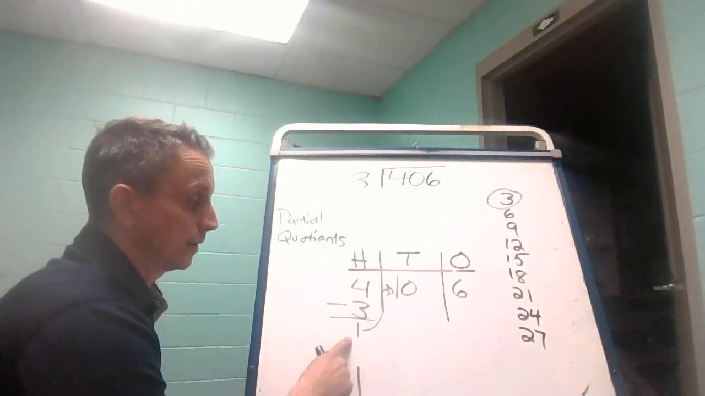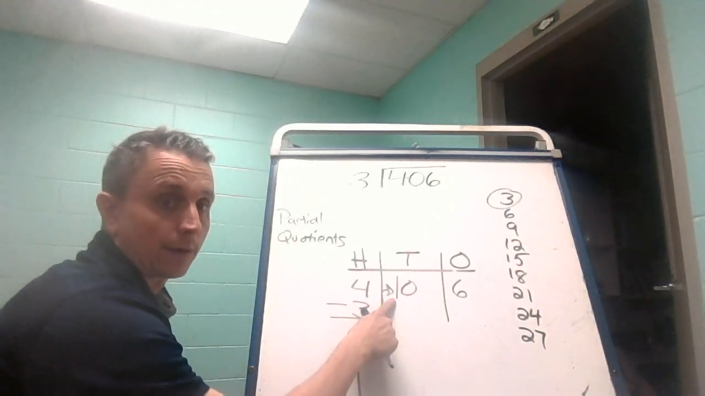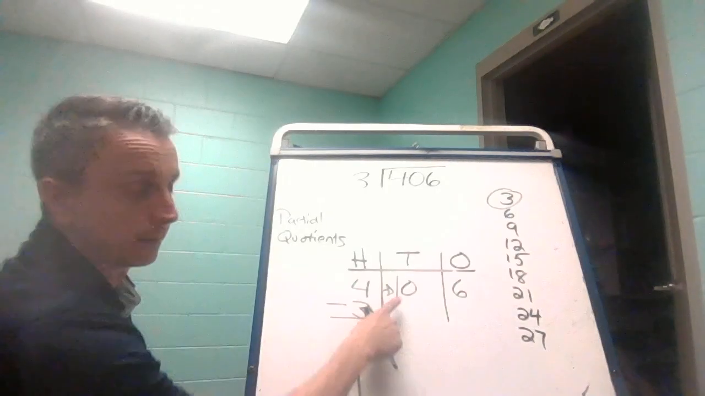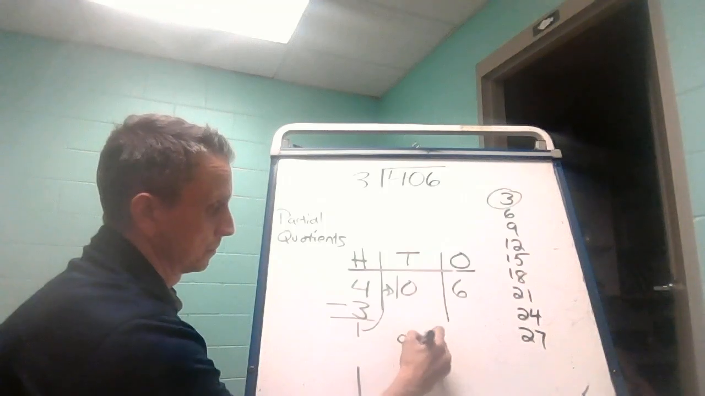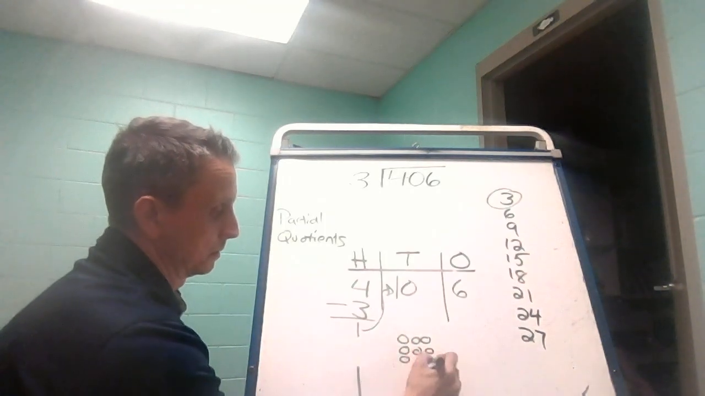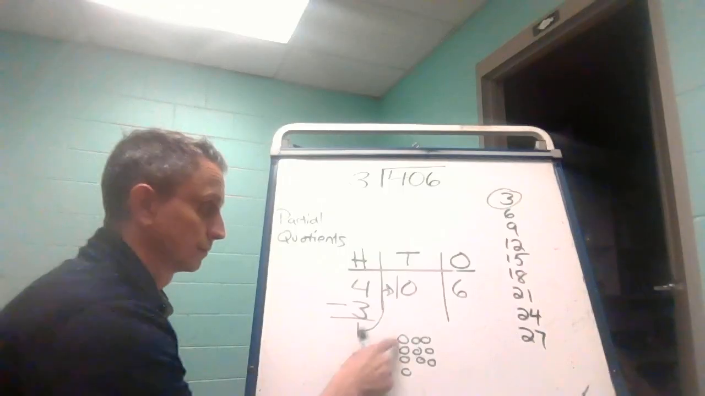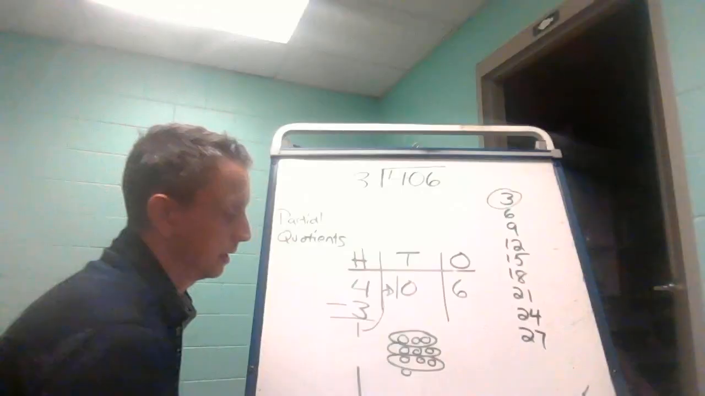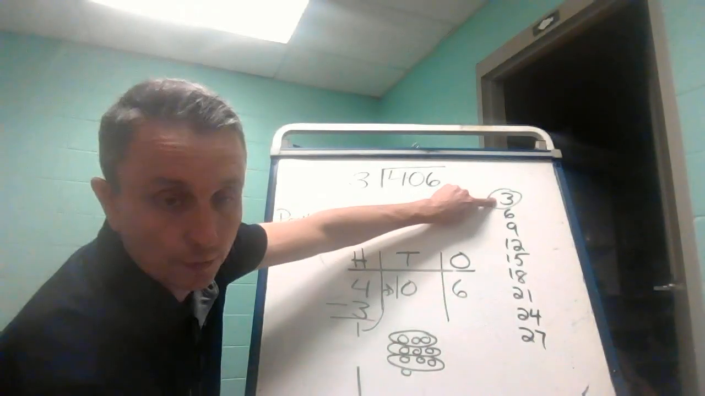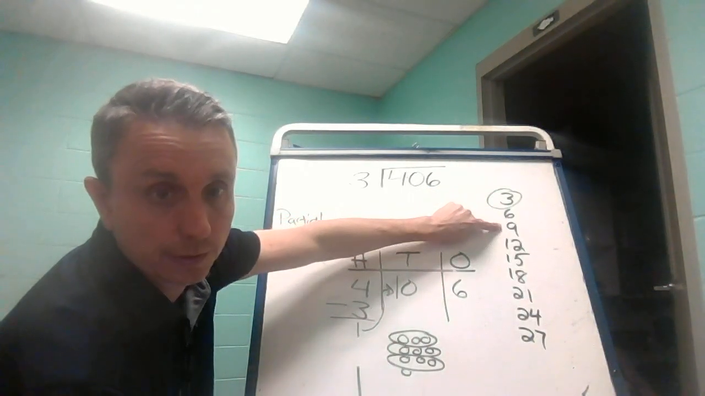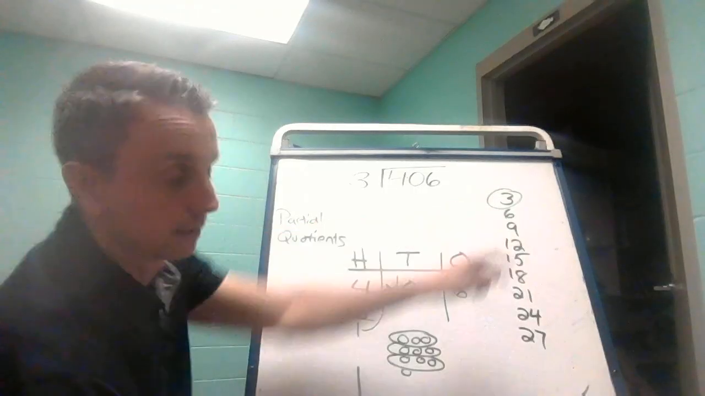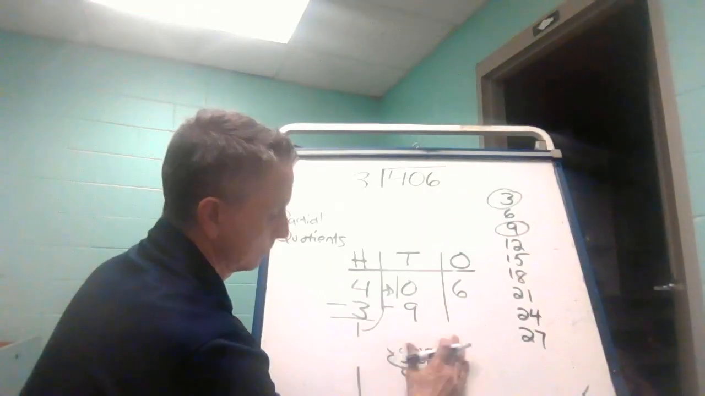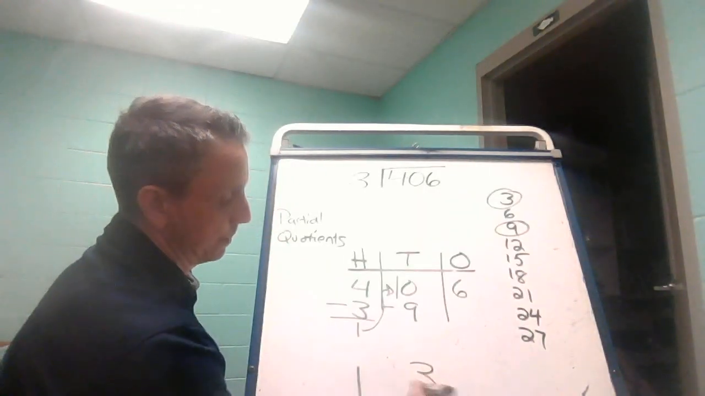Now, 100 equals 10 tens. That's why that works. So I have 10 tens. How many piles of 3 can I make? There's 1 pile of 3, 2 piles of 3, and 3 piles of 3. Same over here. 1 pile of 3, 2, and then 3. 3 piles of 3 is 9. Take away 9.